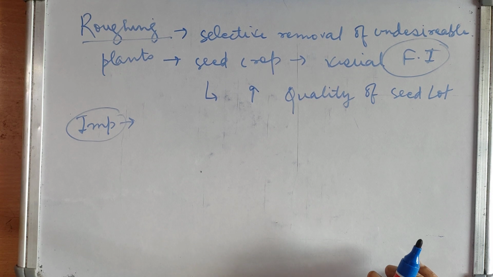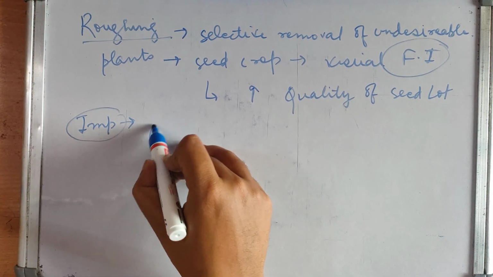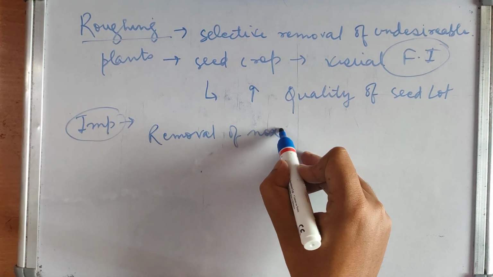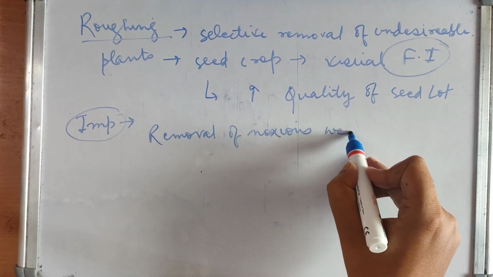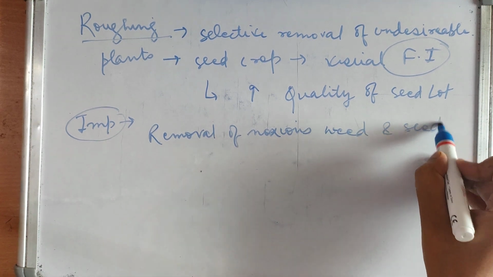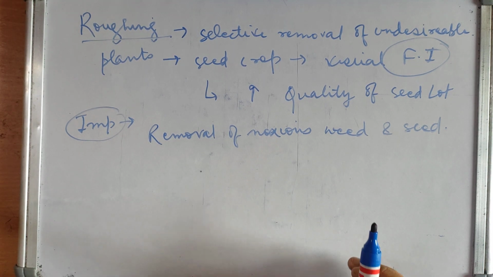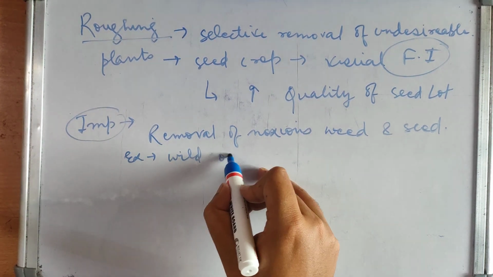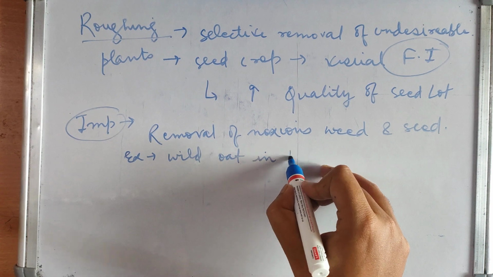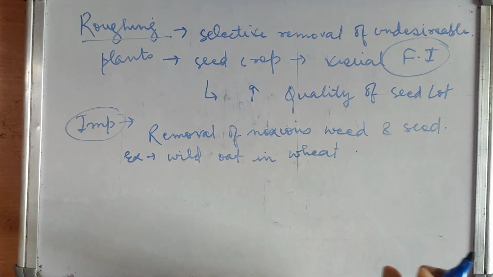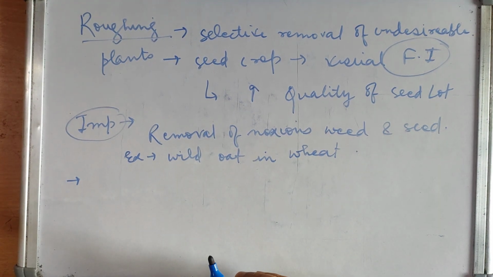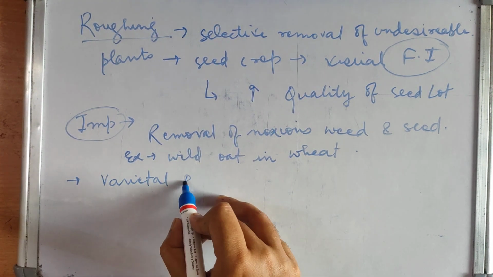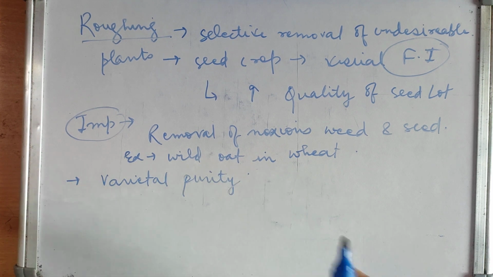Now, what is the importance of rogueing? First one is removal of noxious weeds and its seeds. Here we can remove the weeds and their seeds, for example wild oat weed. Secondly, we can maintain varietal purity.